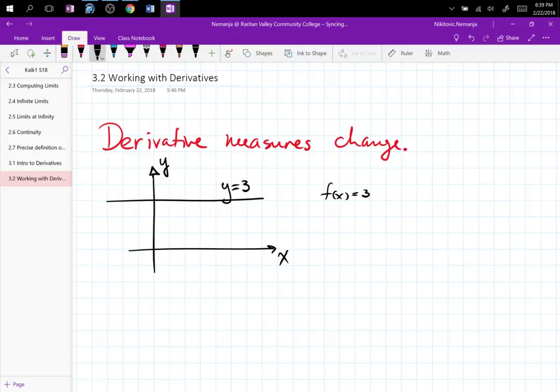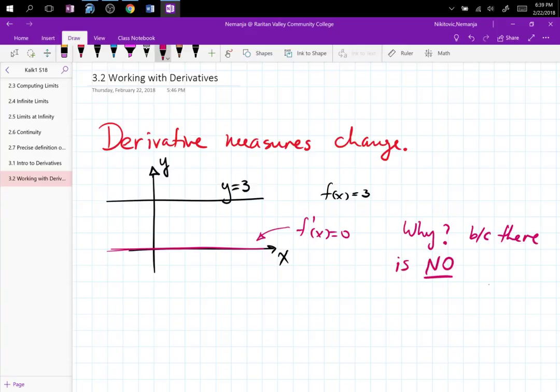But we can also say derivative measures change. How much does the constant function change? It doesn't, right? So that's another way that you can reason the whole thing. So what is the derivative? In this case, f prime of x is 0. Why? Because there is no change. It's constant.